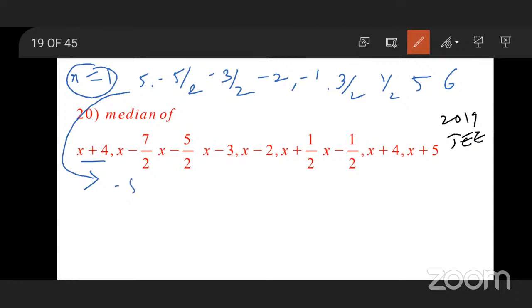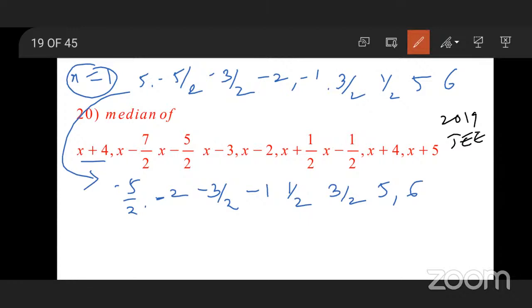Minus 5 by 2 comma minus 2, minus 3 by 2, minus 1, 1 by 2, 3 by 2, 5 comma 6. First of all, put x is equal to 1. We get total 5, minus 5 by 2, minus 3 by 2, and minus 2 comma minus 1 comma 3 by 2 comma 1 by 2 comma 5 comma 6.